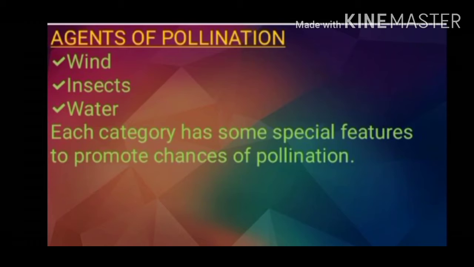Next topic is the agents of pollination. So let's see what agents help in this process of pollination. Wind, insects, and water. These are three important agents of pollination. Each category has some special features to promote chances of pollination.